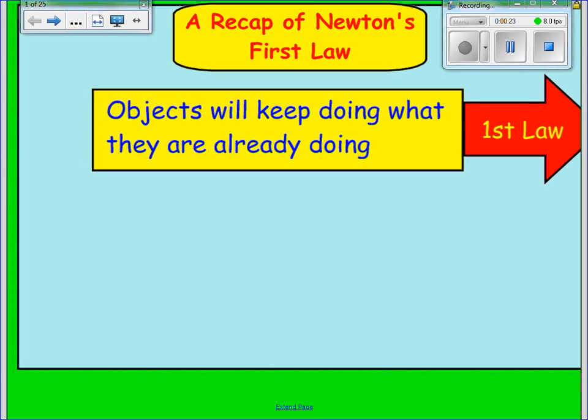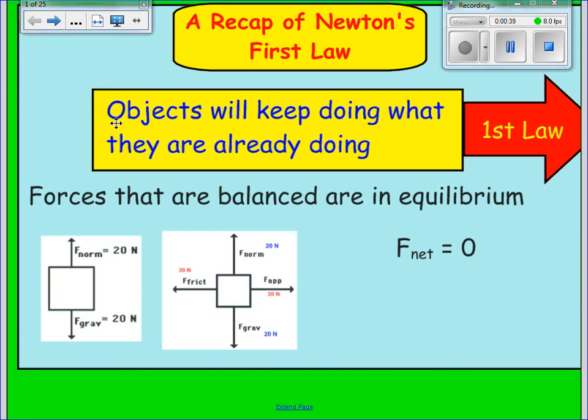The more complicated definition was objects in motion will stay in motion, and objects at rest will stay at rest, provided that the net force acting on the objects is equal to 0. We gave this term a definition back in Unit 4, and it was called equilibrium. So objects that are in equilibrium are such that the forces are balanced out. In other words, the net force acting on an object is 0. So let's take a look at a few examples that are in equilibrium.